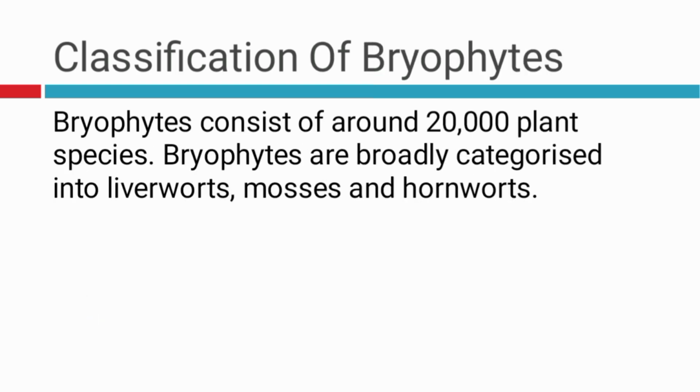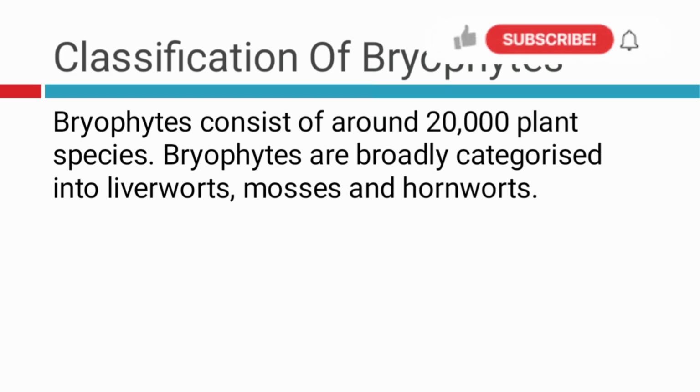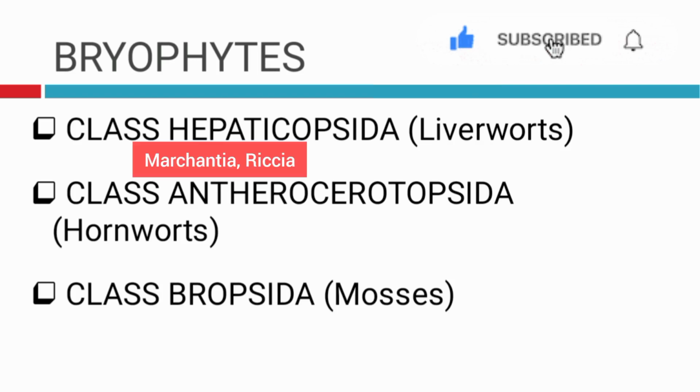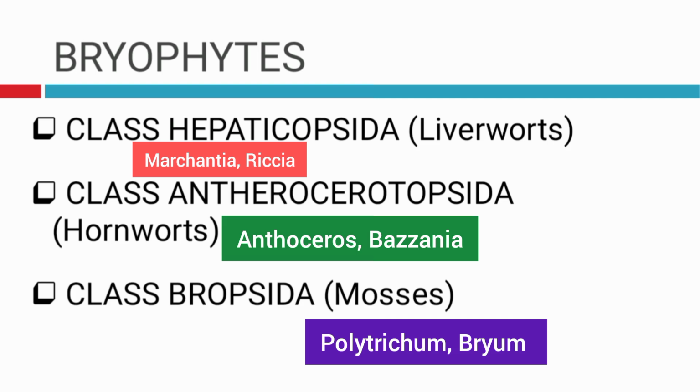And so for bryophyta, bryophytes consist of around 20,000 plant species. Bryophytes are broadly categorized into liverworts, mosses, and then the hornworts. And we have just 3 classes under the bryophytes. The class Hepaticopsida, that is the liverworts. Then the class Anthocerotopsida, that is the hornworts. And then the class Bryopsida, the mosses. And these are the different organisms you can find in the bryophytes.